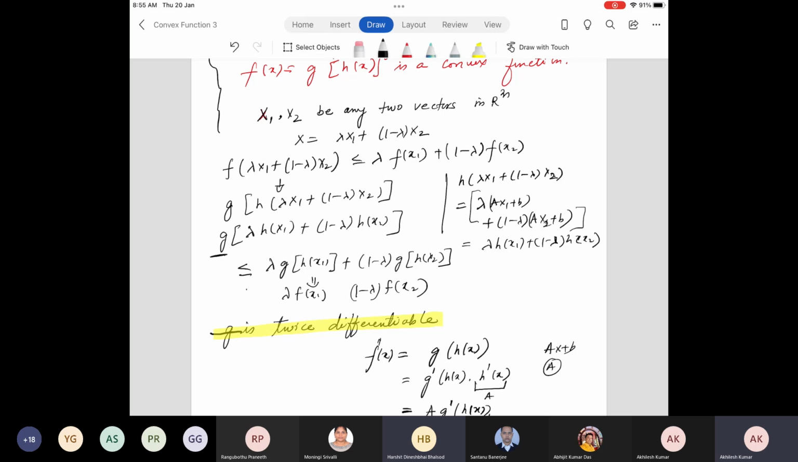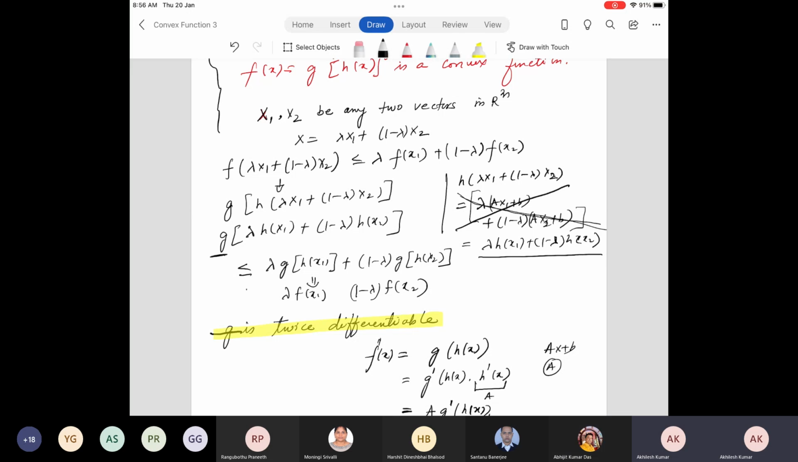Yes, that's what I'm not getting, because if we take lambda x1 plus 1 minus lambda x2 as a whole x, let me cut this. Can I write it like this? H of lambda x1, before the second line, we can introduce another line as lambda x1 plus 1 minus lambda x2 plus b. Then the second line will automatically come, and then the third line.